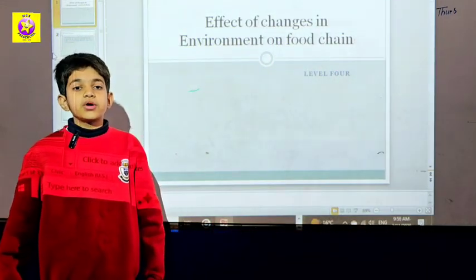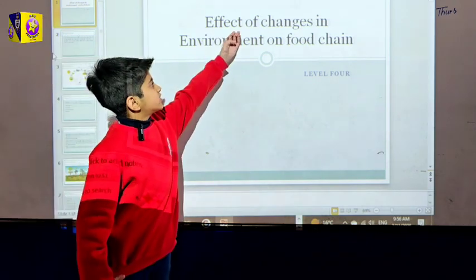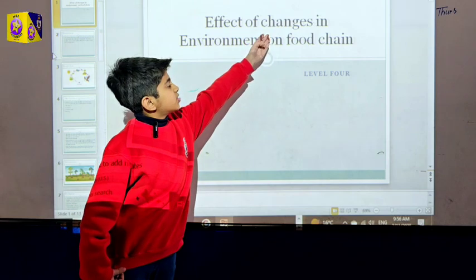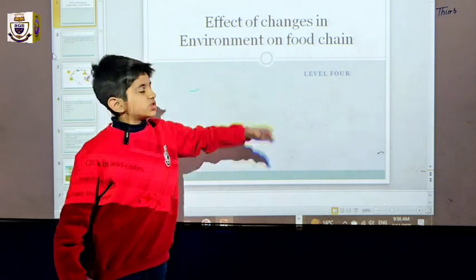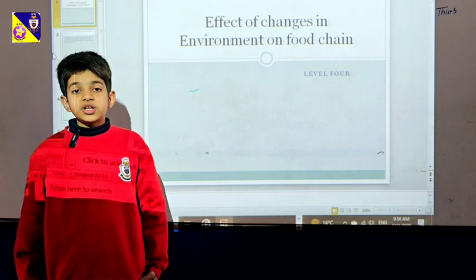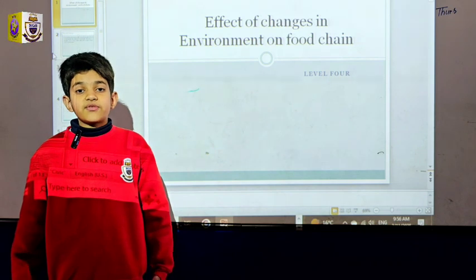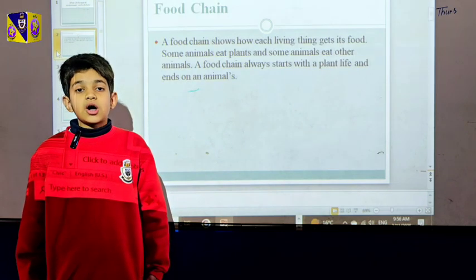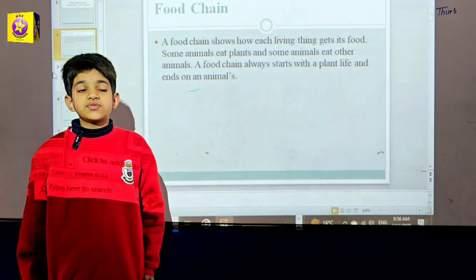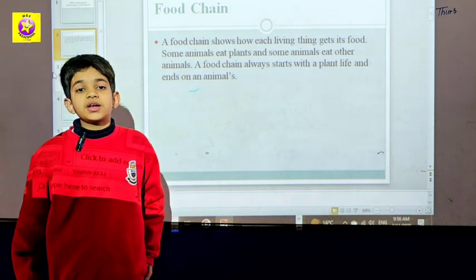Today I am here to deliver my presentation on topic of effects of changes in environment on food chain. What is environment? Environment is the surrounding or condition in which a person, animal or plant lives. Food chain. A food chain shows us how each living thing gets its food. Some animals eat plants and some eat other animals.